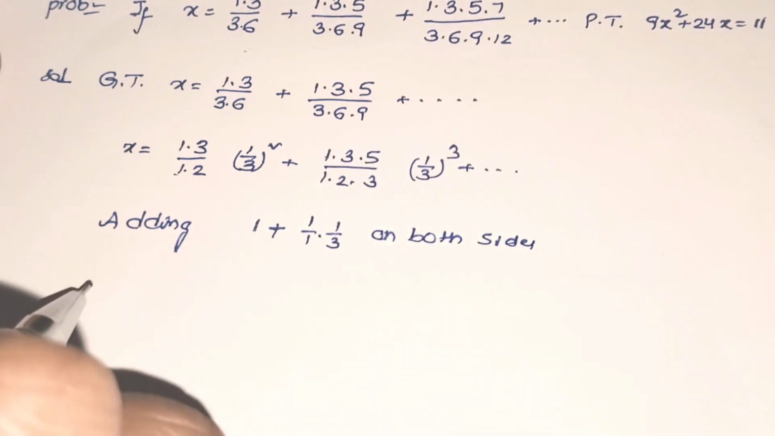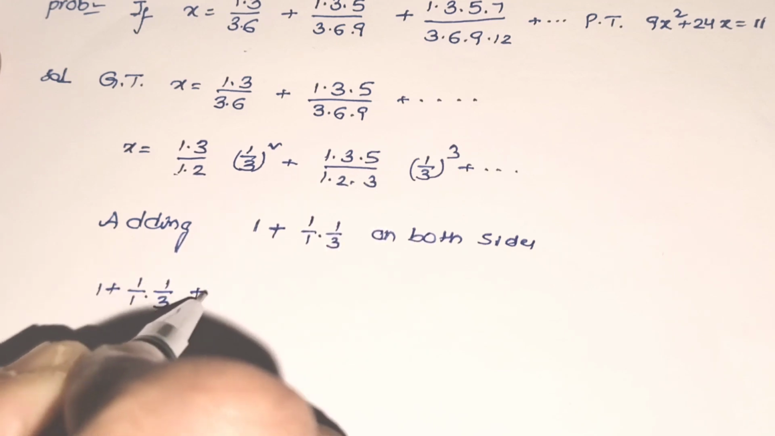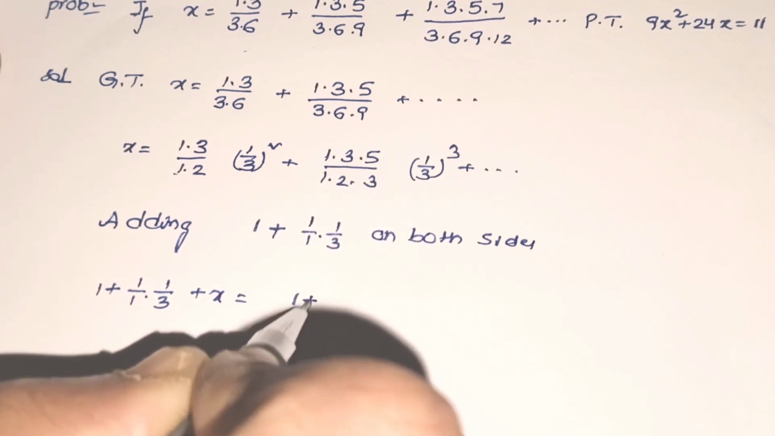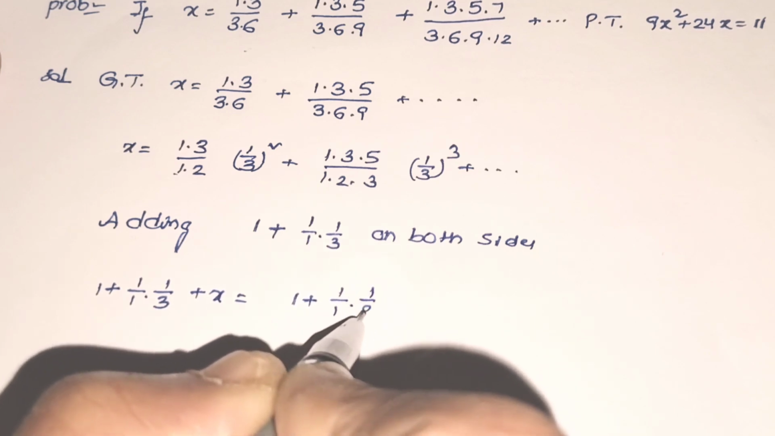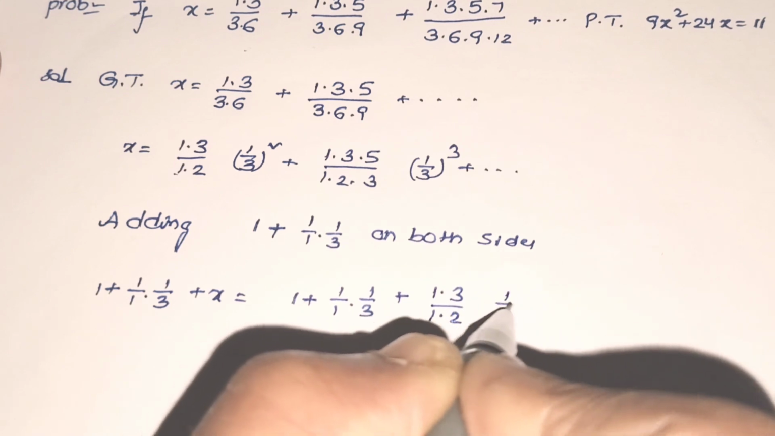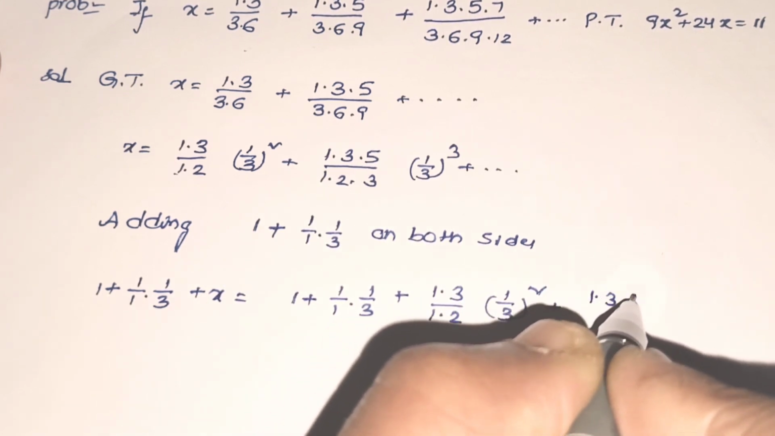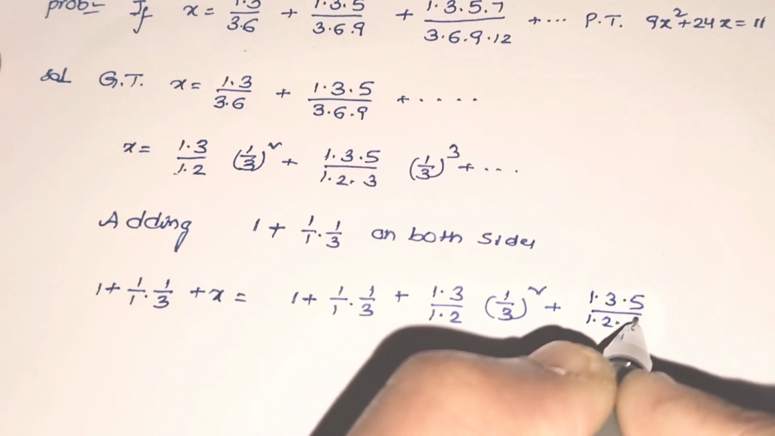Okay, that is, add the values. 1 plus 1 by 1 into 1 by 3 plus 6 is equals to, here also adding the same value, 1 plus 1 by 1 into 1 by 3 plus, what's the third value we have here? 1 into 3 by 1 into 2, 1 by 3 whole square plus 1 into 3 into 5 by 1 into 2 into 3, 1 by 3 whole cube.